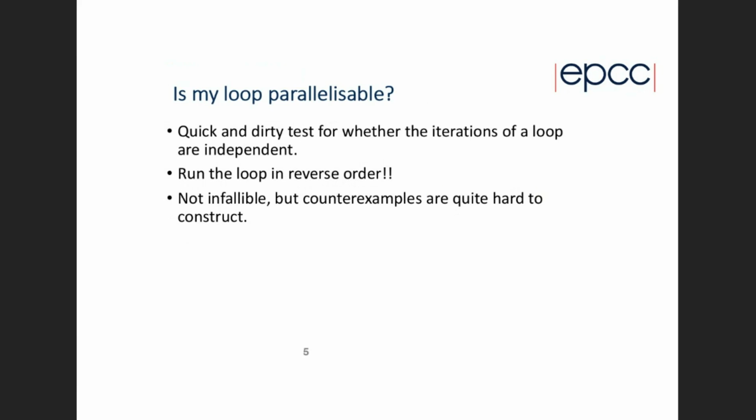Okay, a question you're often faced with is, I've got a loop, and is it parallelizable? A really quick and dirty test is just to run it backwards. It's not infallible, but counterexamples are a bit hard to construct, provided that the loop iterator actually appears somewhere in the loop. As long as the loop iterator is used, for example, to index into arrays or something like that, then it's quite hard to construct counterexamples where this doesn't work.